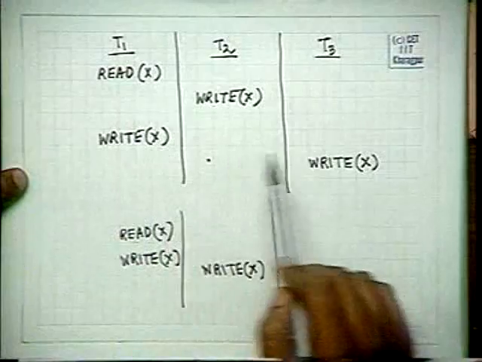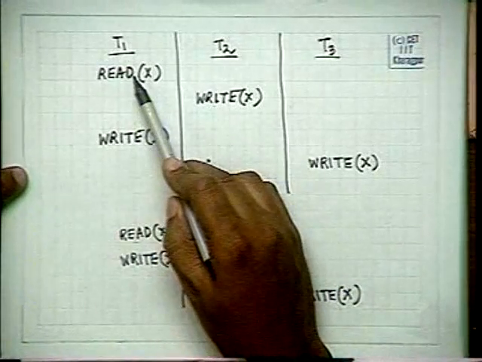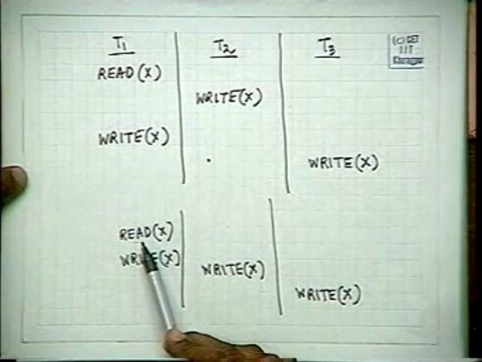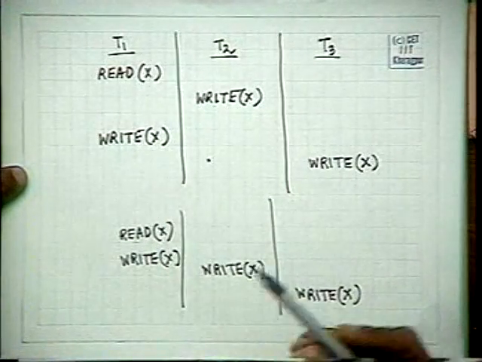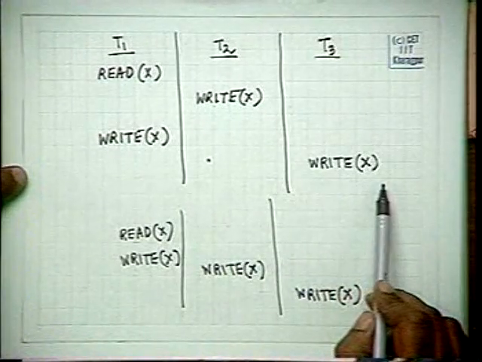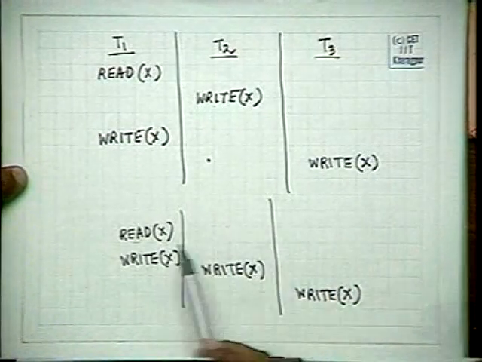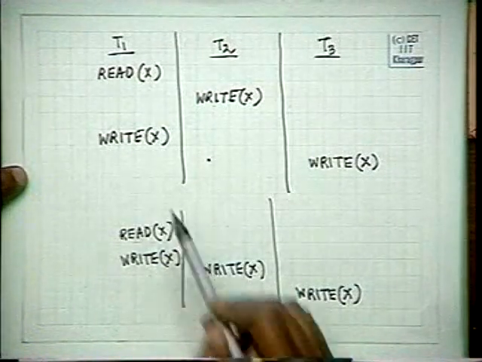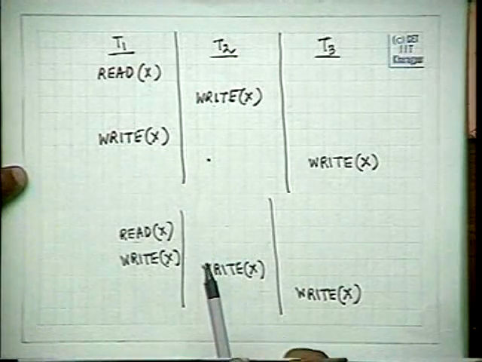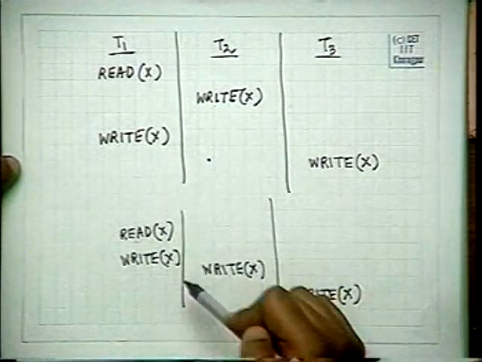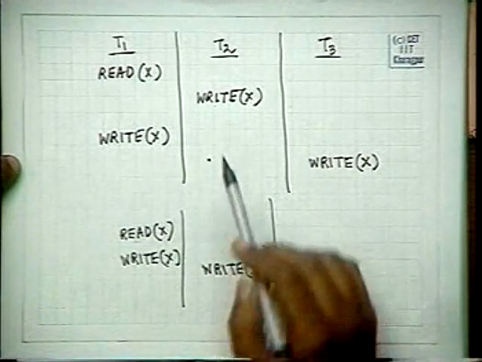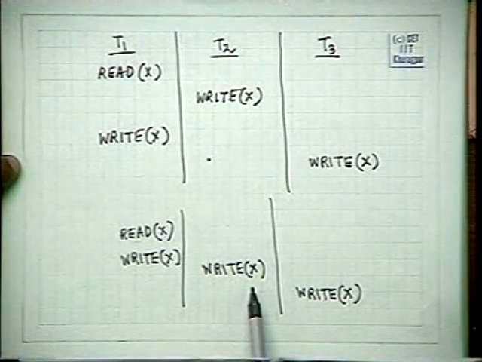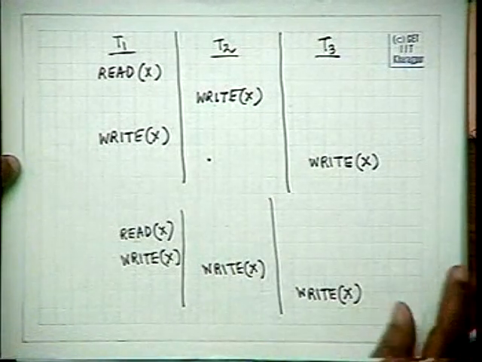In this particular case, T1 reads the initial value of x. There is no other read statement, so the second statement is redundant. T3 writes the final value of s, so that is fine. Similarly here, the effect of this write x is not in any case taken into account in these two statements, and therefore whatever be the output of this, it will be the output of this. Therefore this is view serializable.